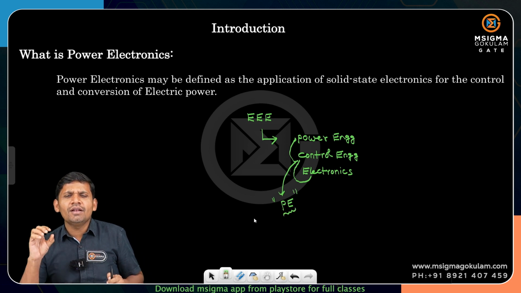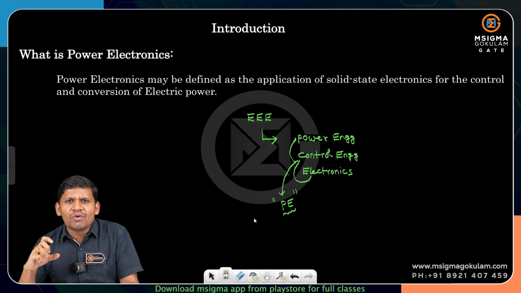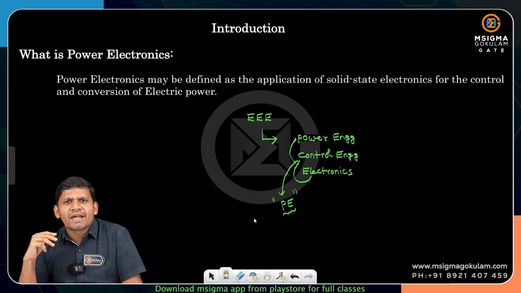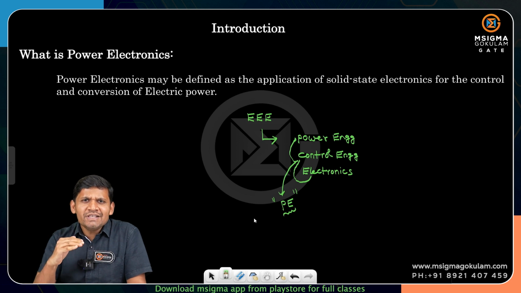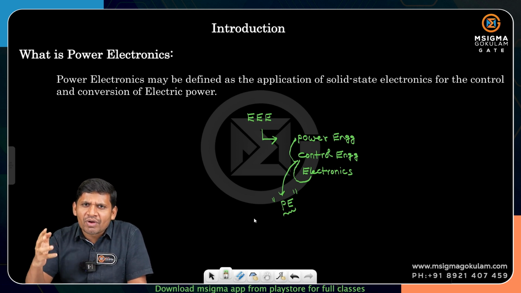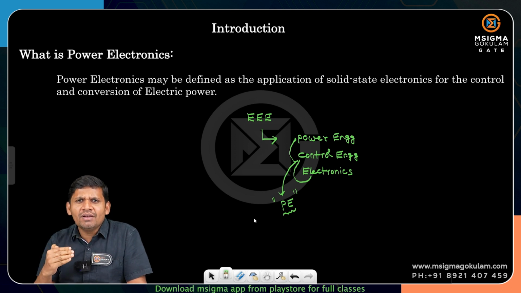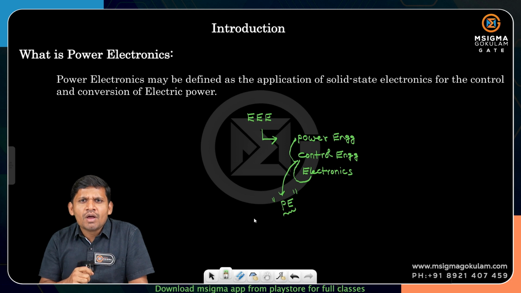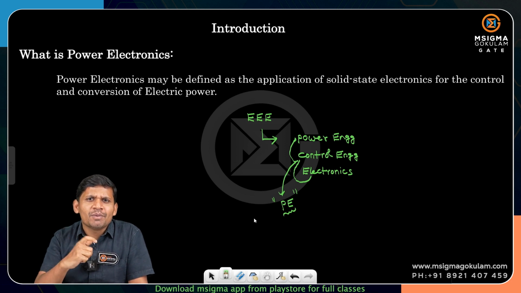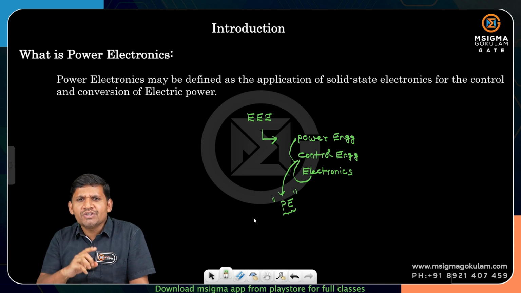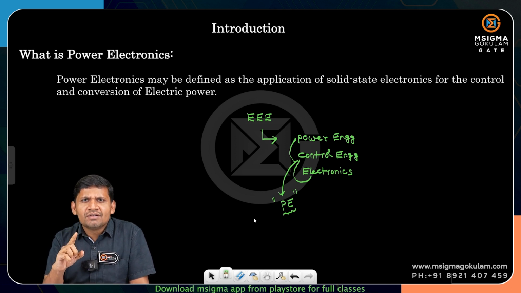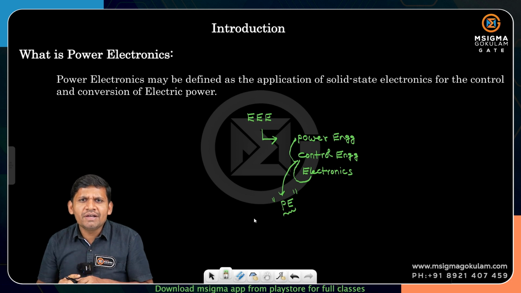Students, we know that in general, electronic devices are developed at signal level, at very low voltage and current levels. How are these electronic devices developed at power level? After developing the electronic devices at power level, by using those devices, how to control the power and how to convert the power, all these are explained by the power electronic technology. That is, the use of electronic devices at power level and how to develop the electronic devices at power level is explained by the power electronic technology.